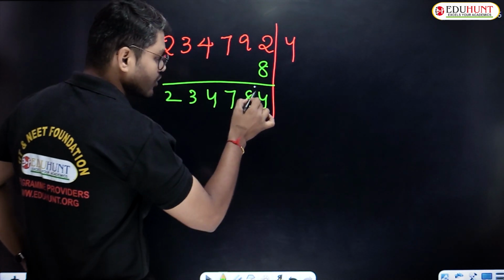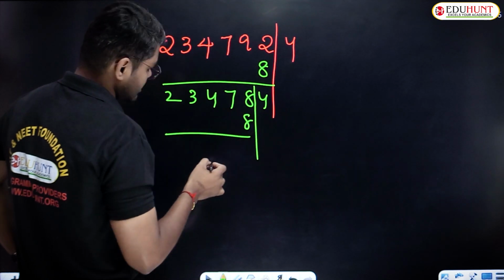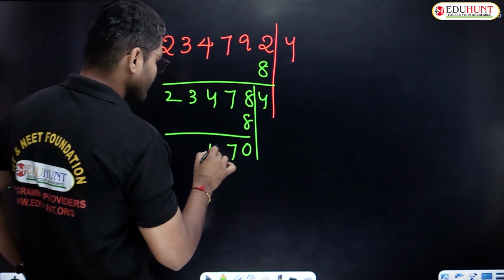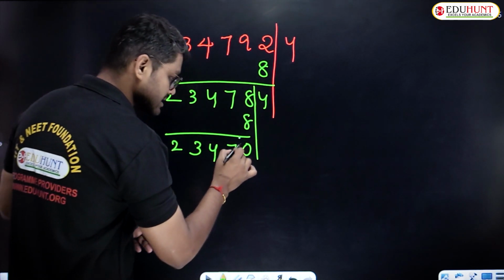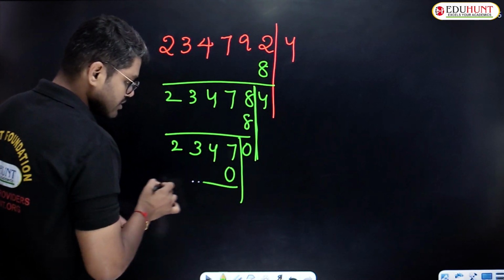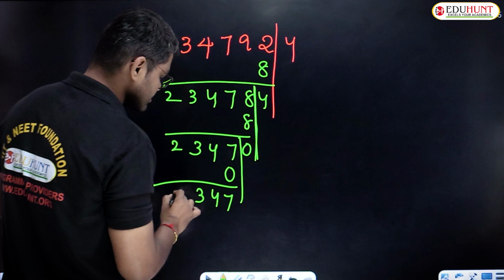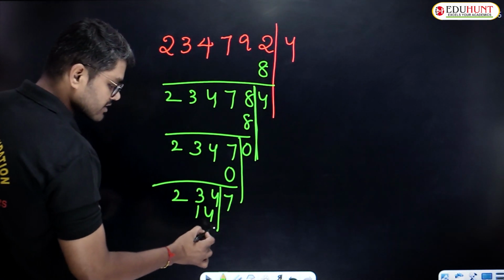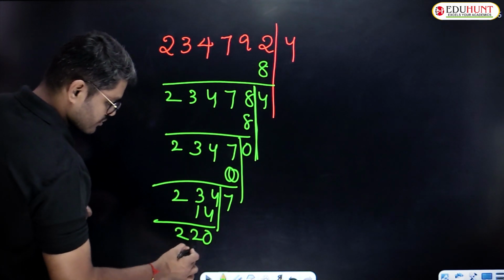Take the unit digit 4, double it, 8. Subtract that from the remaining number, 0, 7, 4, 3, 2. Again take the unit digit, that is 0, double that, 0, then 7 minus 0, 7, 4, 3, 2. Again take the unit digit 7, double it, that is 14, 0, 2, 2.